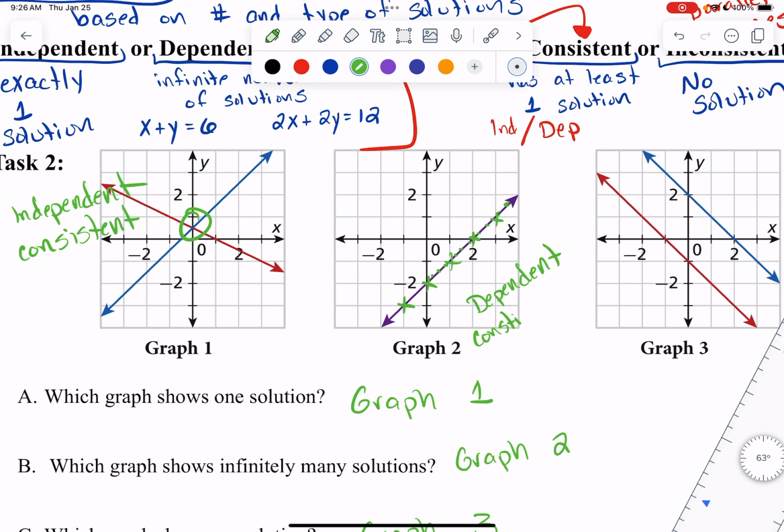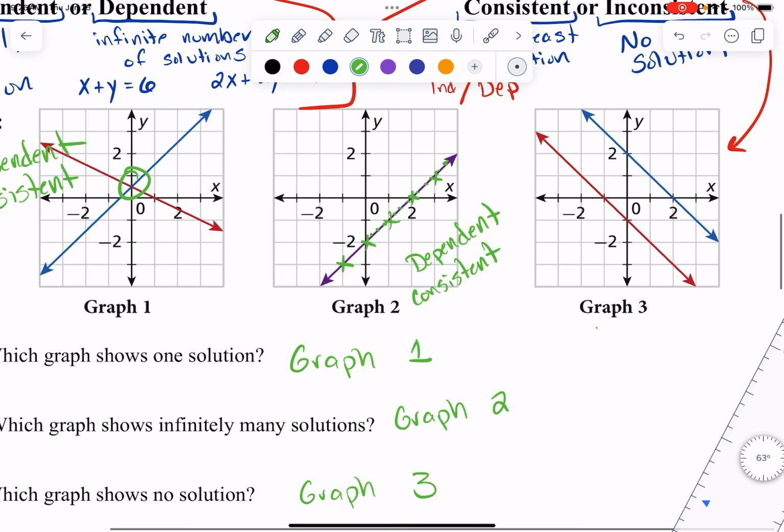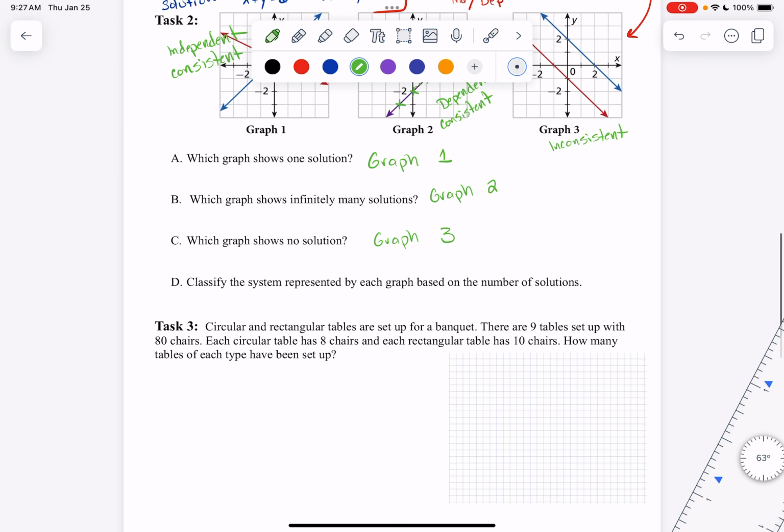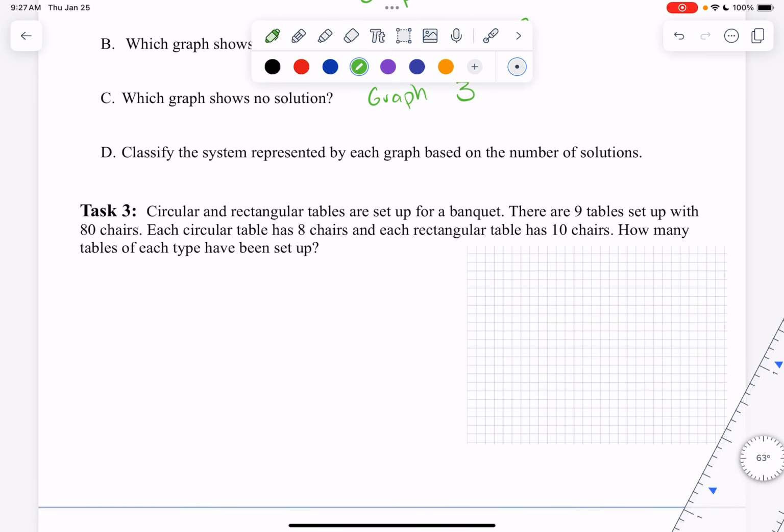Consistent. It's dependent and consistent, whereas this last one is inconsistent. So we wouldn't say independent or dependent. It is not independent. It doesn't have exactly one solution. It's not dependent. It doesn't have an infinite number of solutions. It's inconsistent. Okay, now let's do some problem solving.